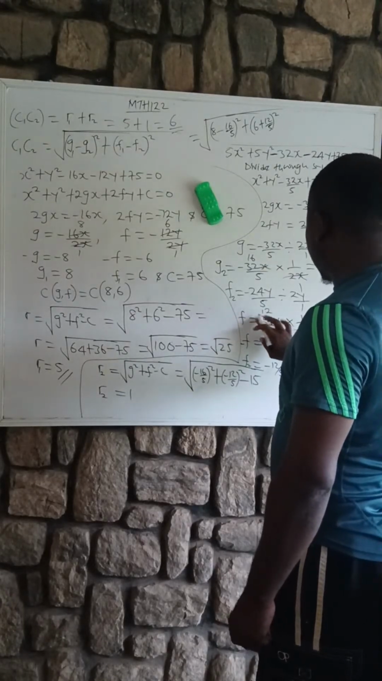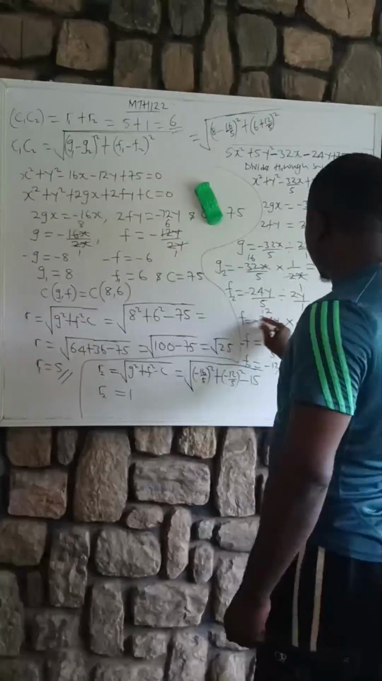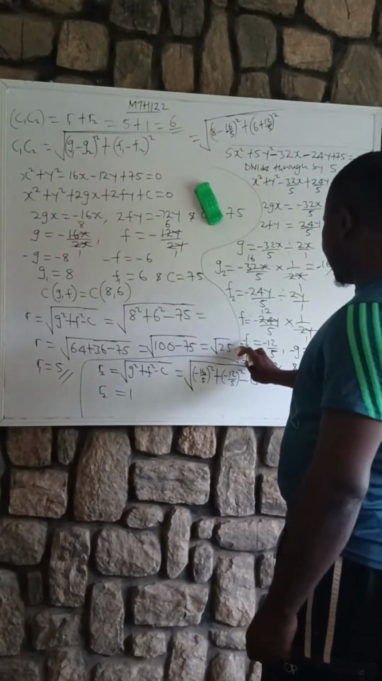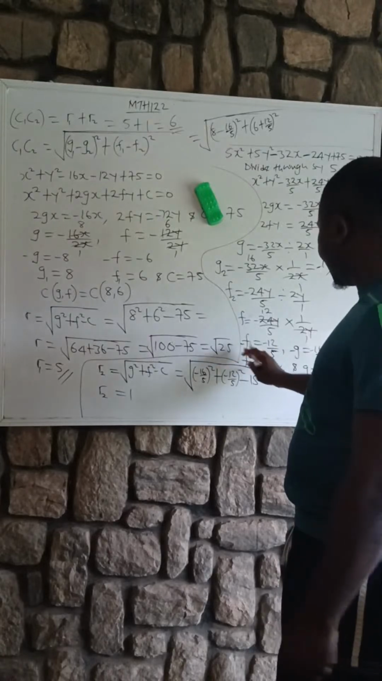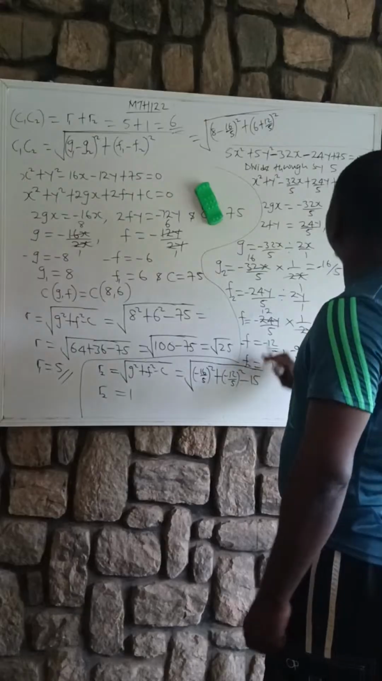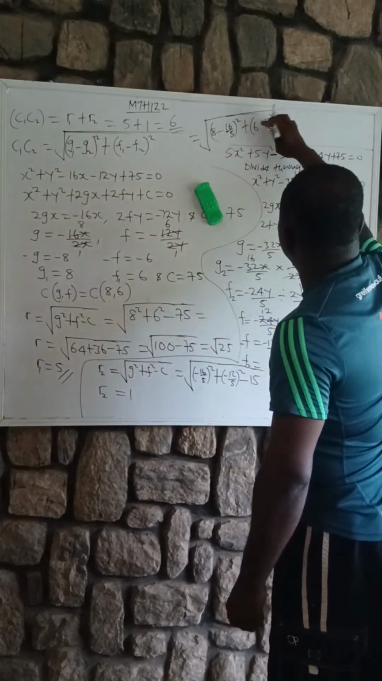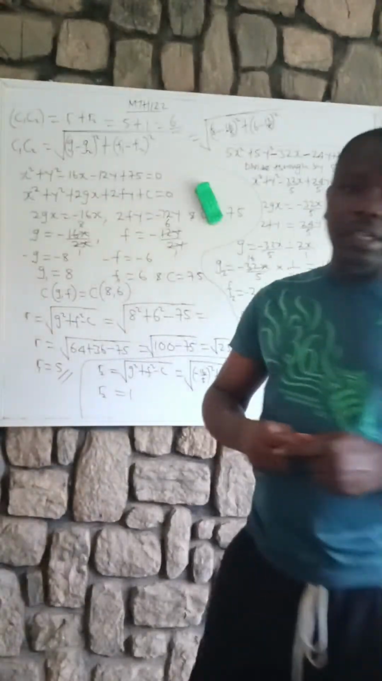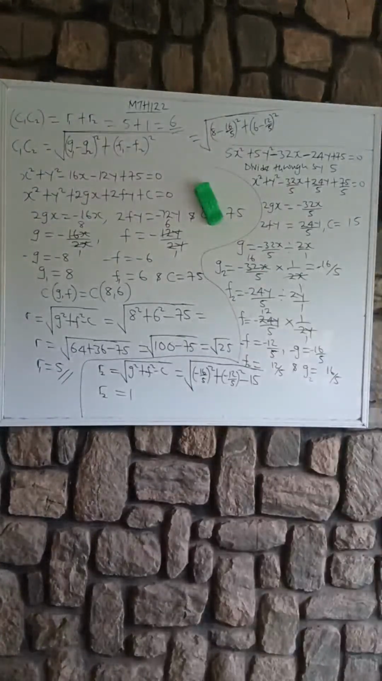We are supposed to have F is equal to minus. Since the center is negative, minus times minus here is plus. So here too is minus. Please correct that mistake. Please quickly correct the mistake.